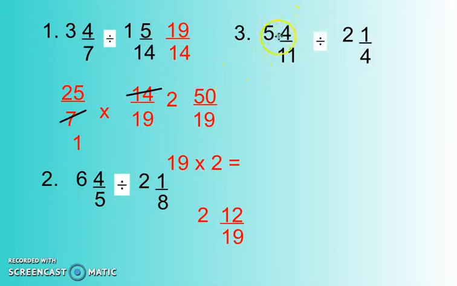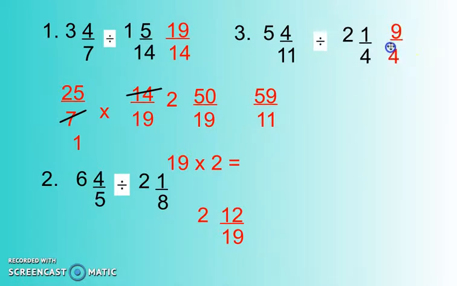5, let's change this mixed number to a fraction first. 5 times 11 is 55, plus 4 is 59. Nice job. And 59/11ths then would be our fraction. How about 2 and 1/4? What fraction would that be? 9. Good. 9/4. And so let's do our keep, change, switch.